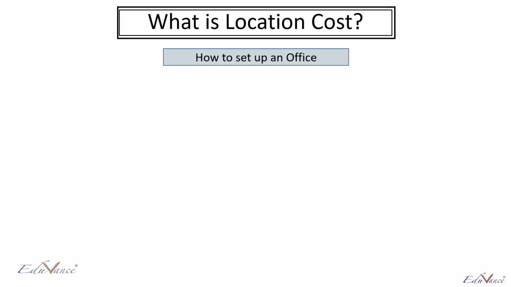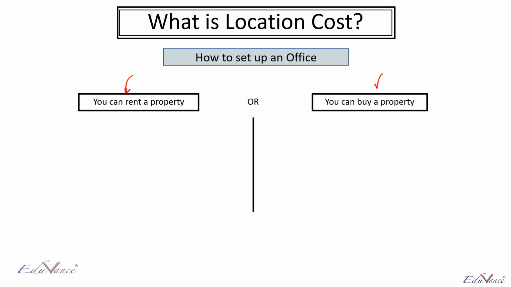Now, if you put together, how do you calculate? You have two options. Either you can rent a property or you can buy a property. And I'll give you a third option as well. It's a very simple option. You can work from home. I will walk you through all three situations and what are the advantages and disadvantages of each option.